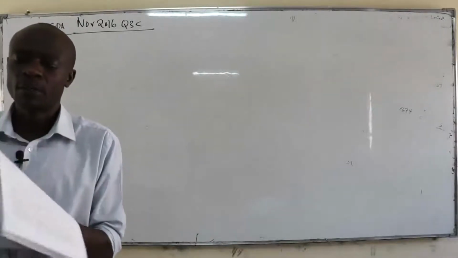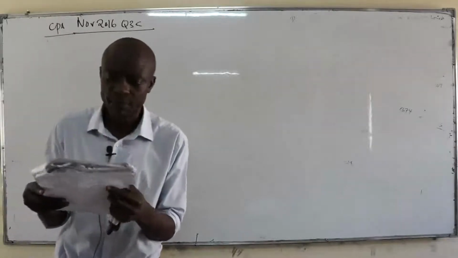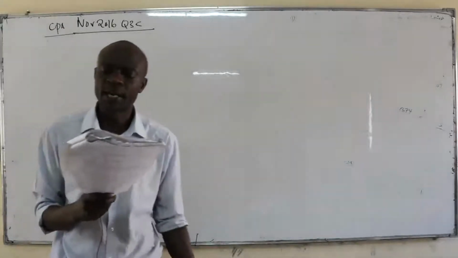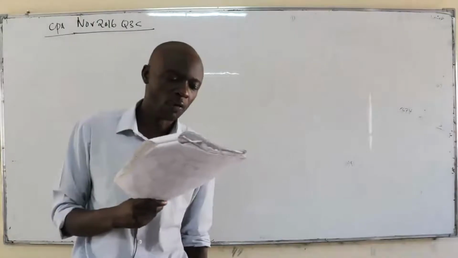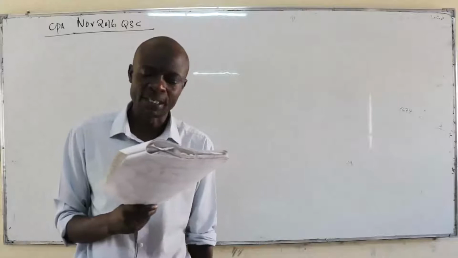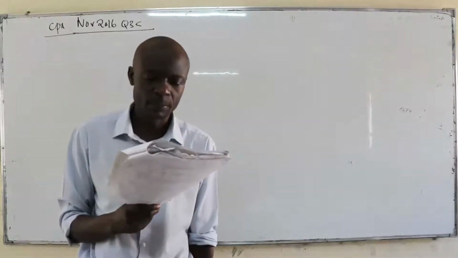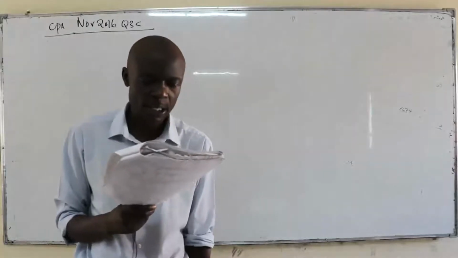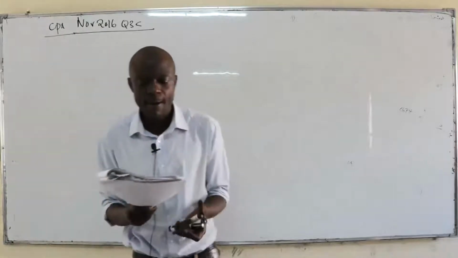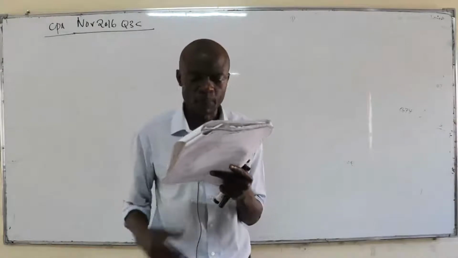November 2016, number 3C. So the question reads, Rabour Limited manufactures a range of products. The company absorbed production overheads using a rate of 200% of the direct wages. This rate was calculated from the following budgeted figures. Variable production overhead, 6,400,000. Fixed production cost, 9,600,000. Direct labor cost, 8 million.